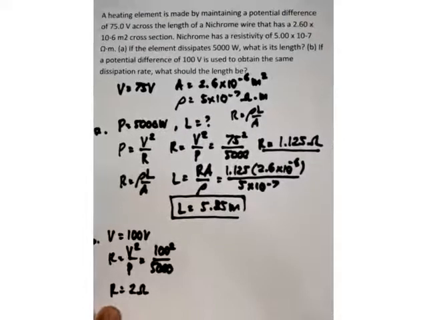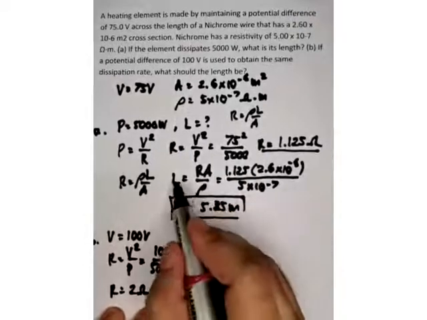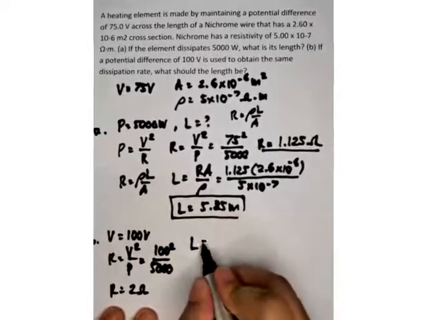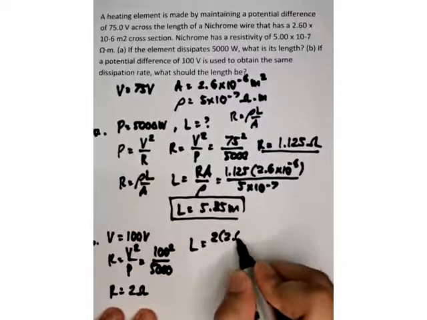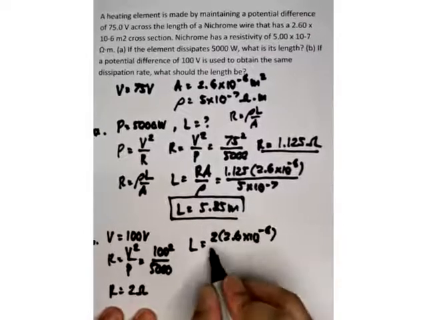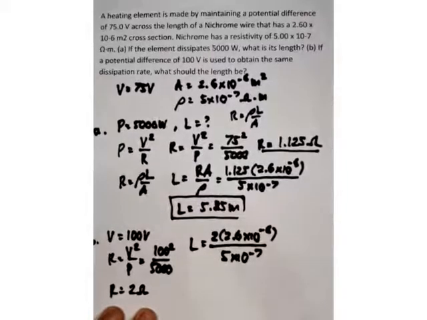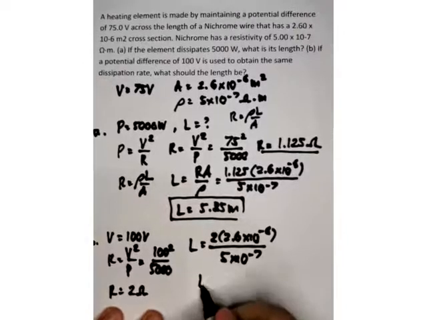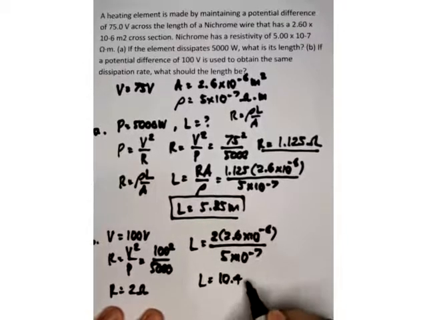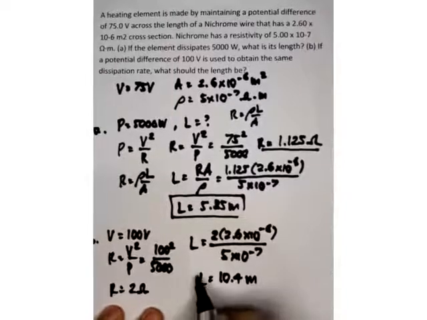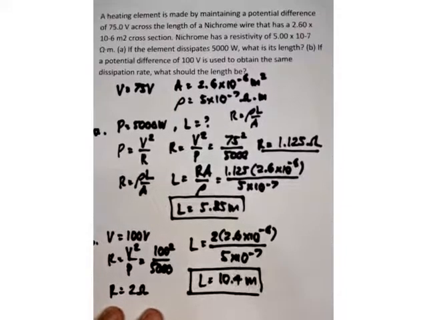Okay, so therefore, I'll just copy the formula na directly. So L is equal to 2 times 2.6 times 10 raised to negative 6 all over 5 times 10 raised to negative 7. Okay, so the length is 10.4 meters.